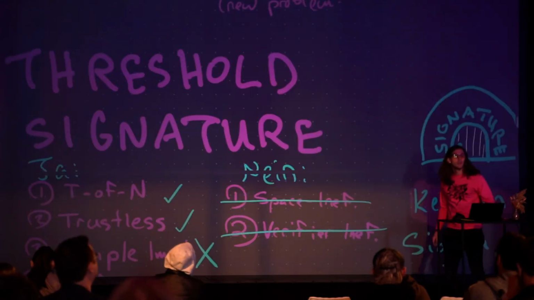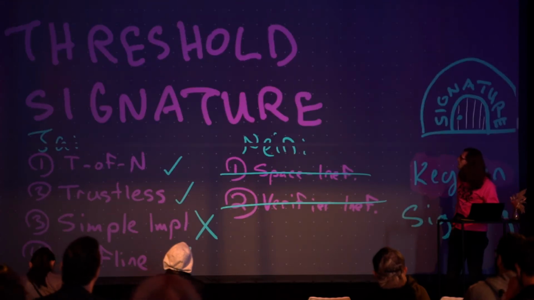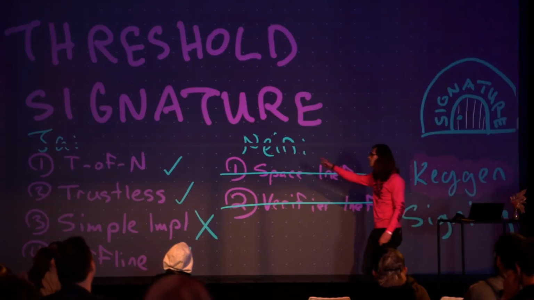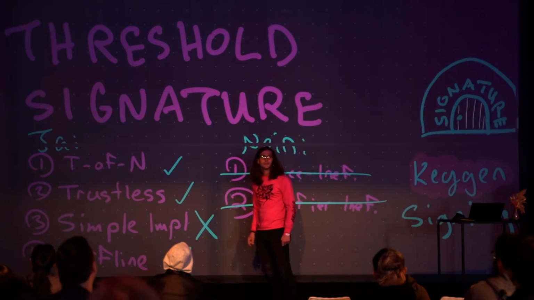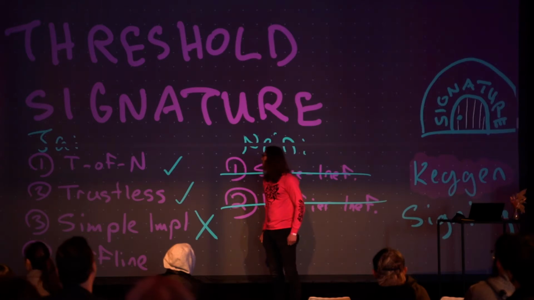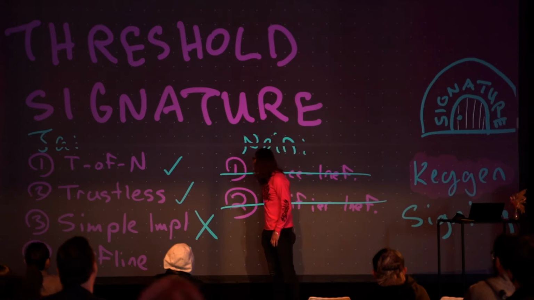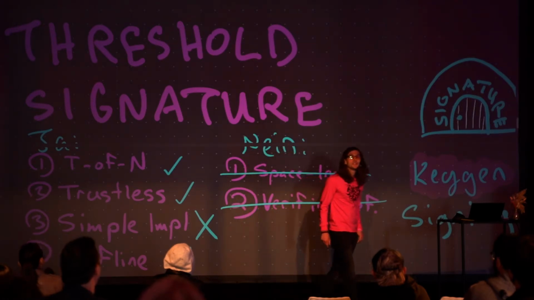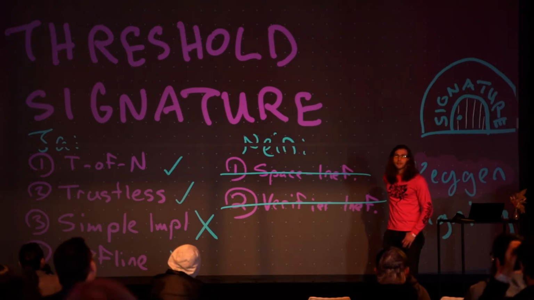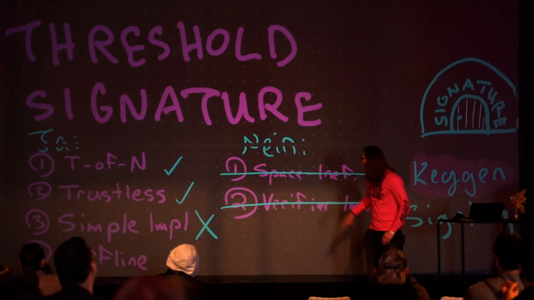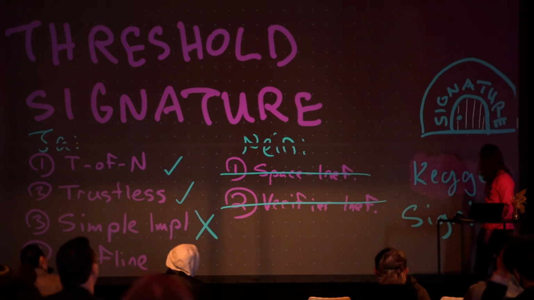So if we wander on, that is what a threshold signature is. Threshold signatures keep the T of n property that we got with multi-signatures. Insofar as you trust the process, it's trustless if our protocol works. It does not have a simple implementation in most envisionings of this, because they all need to convince each other of something without revealing their secrets. And it's not offline, but we win space efficiency and verifier efficiency.